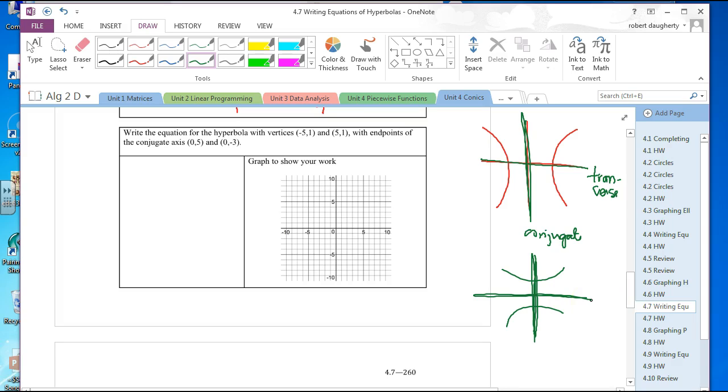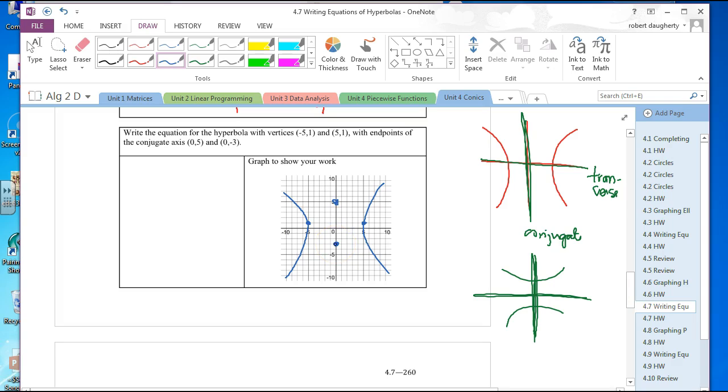So let's just graph these points. Negative 5, 1, and 5, 1. What are those points? Those are vertices. So what do I know automatically now about this hyperbola if those are vertices? It's horizontal. So if these are vertices, this is what my situation looks like. Okay? Now, where would the conjugate axis be? Vertical or horizontal? The conjugate would be the vertical. The transverse is horizontal. So it tells me that the conjugate axis has endpoints at 0, 5, and 0, negative 3. Okay?